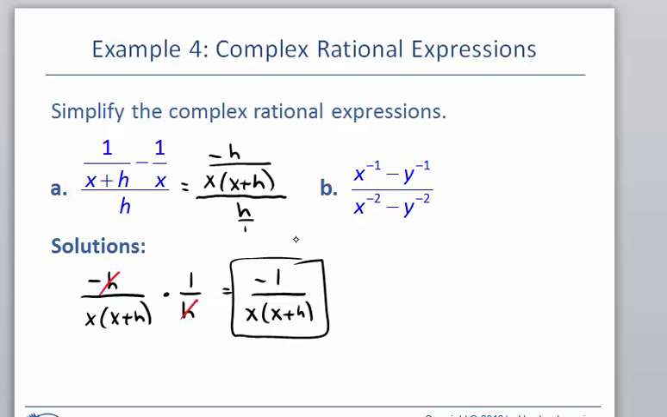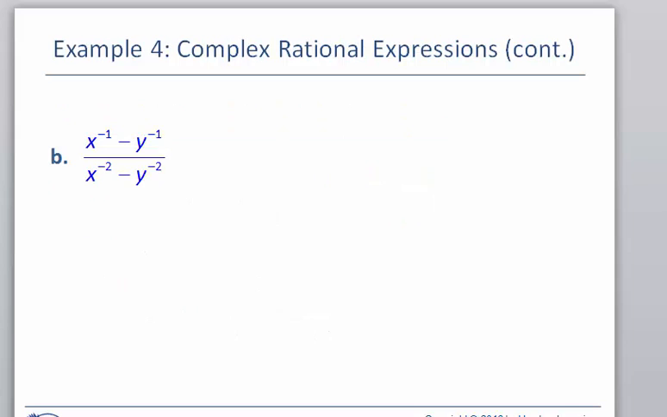Let's move on to part B. Part B, we have x to the negative 1 minus y to the negative 1 divided by x to the negative 2 minus y to the negative 2. Let's begin by creating some fractions to eliminate these negative exponents.